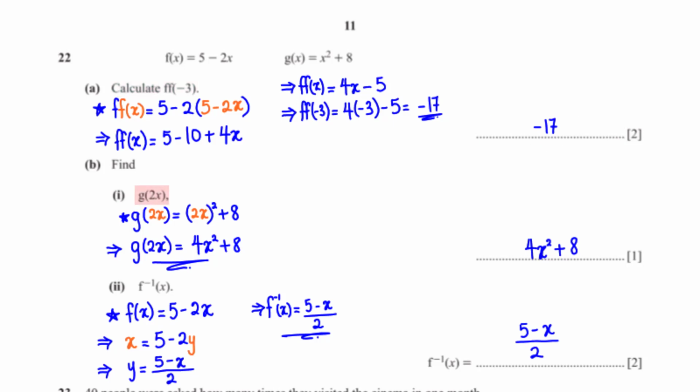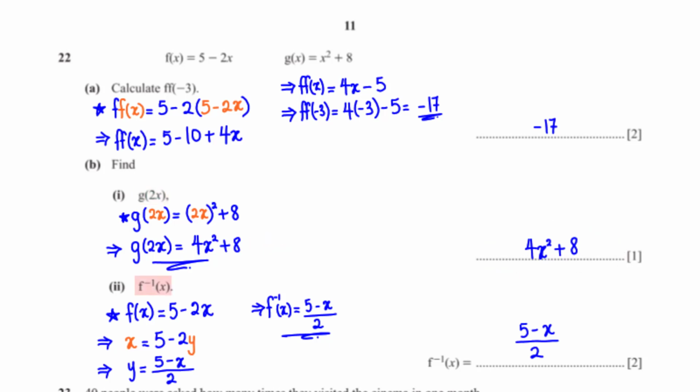Find g of 2x. So this means that wherever we see x in x squared plus 8, we are going to take the x out and replace it with 2x. So this gives us 2x all squared plus 8, and this simplifies to 4x squared plus 8.